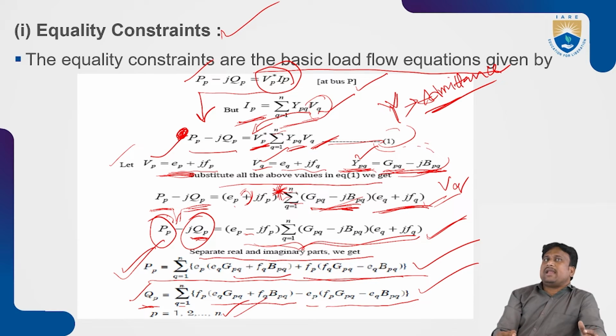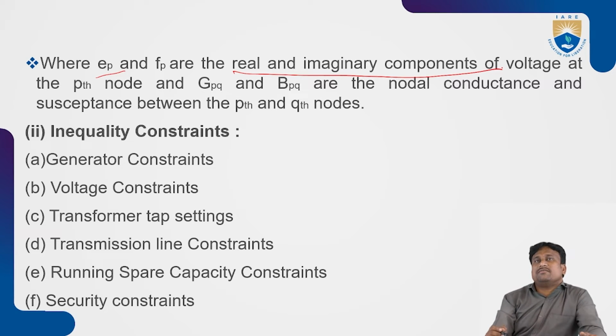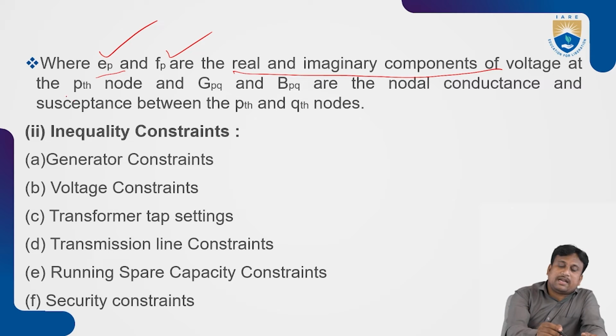So these are the equality constraints, which will be defined from basic load flow solutions, which are the combinations of real and reactive power coefficients at respective buses. Now if you continue this procedure, the defined variables are EP and FP, the real and imaginary components of the voltage, where EP is the real term and FP is the imaginary term, considered at the pth node.